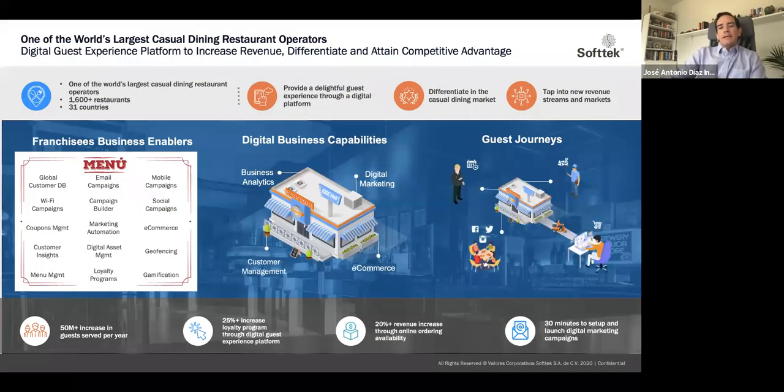The next case study is about a restaurant. This is a QSR, a quick service restaurant, which is what they call it in the US. Similar to all the restaurants in the world, they were very happy having people coming in, and then COVID happens, right?